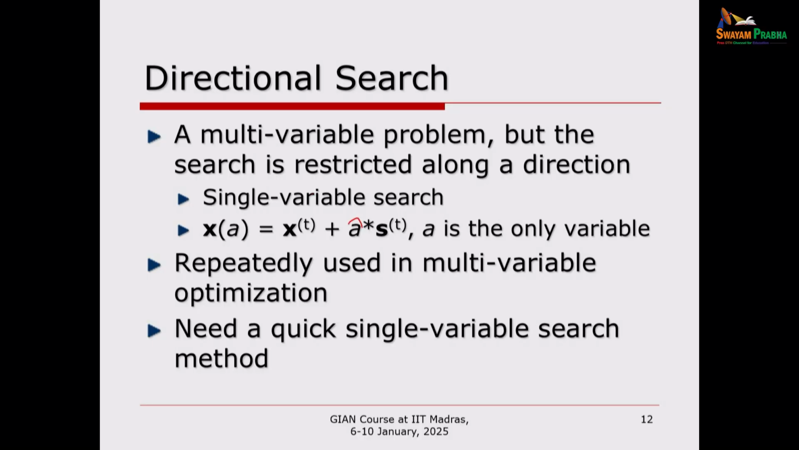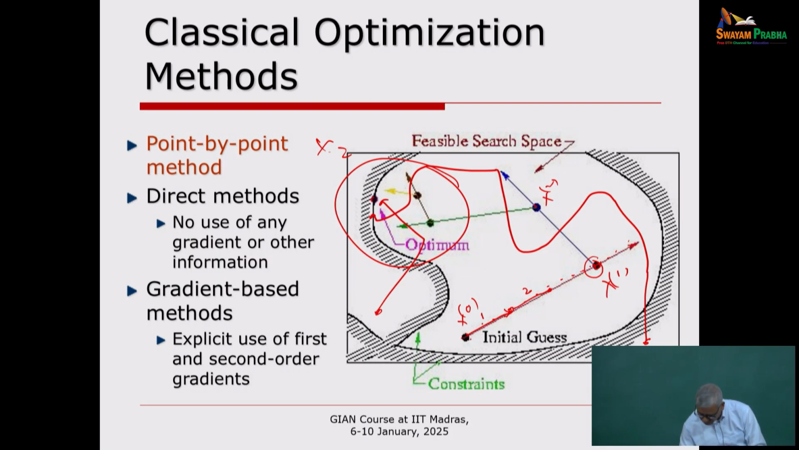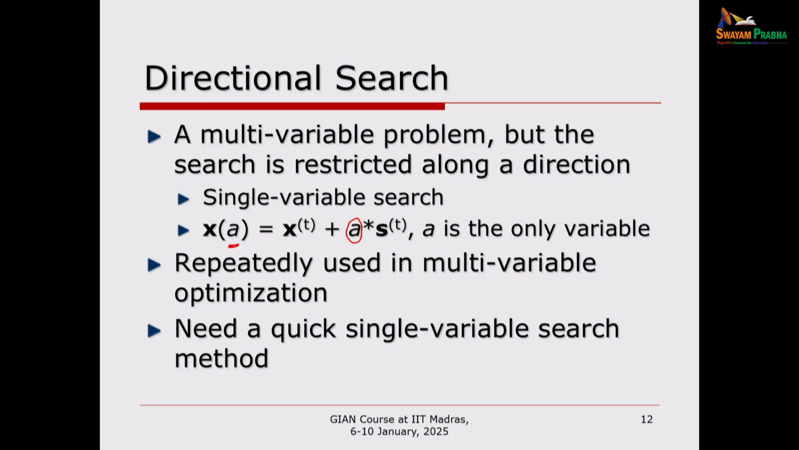All I need is a variable A, the distance along that direction. A times the direction, which is a vector, I add to the current point and I get the new point. So I have to decide what A I shall put so that I get to the optima. I need to find that A so that I fall on the minima. So it's a single variable search. I can experiment with A.